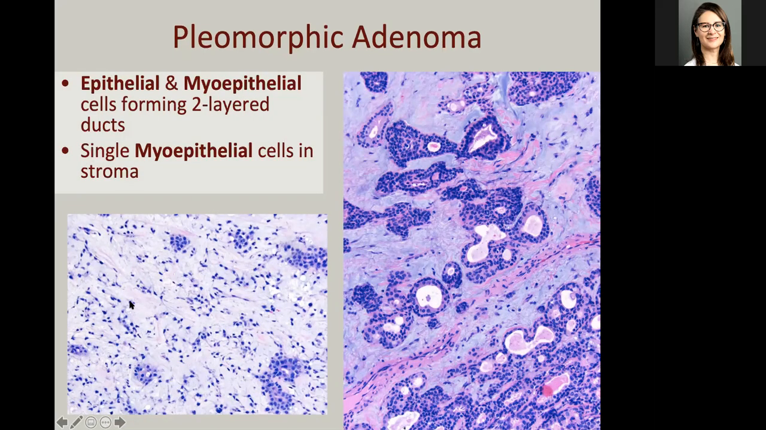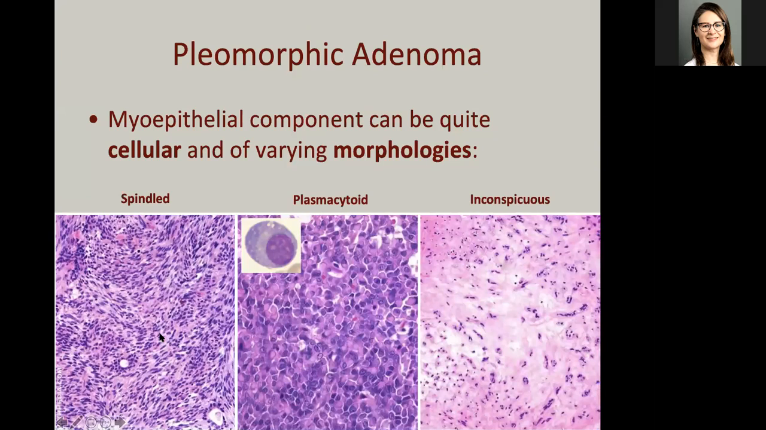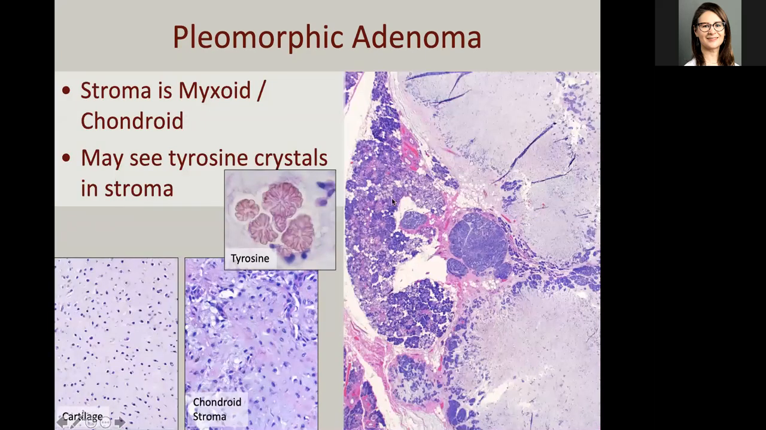The little single cells embedded in the stroma are the myoepithelial cell component as well. Sometimes you can have a myoepithelial cell component that is quite rich. It can be spindled, it can be plasmacytoid with eccentrically placed nuclei, or they can be, again, these very small inconspicuous ones. So hence the heterogeneity of the pleomorphic adenoma.